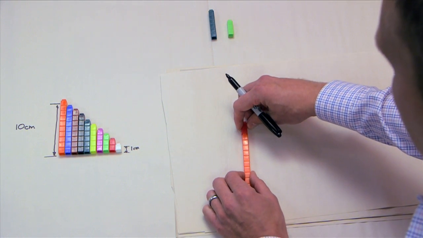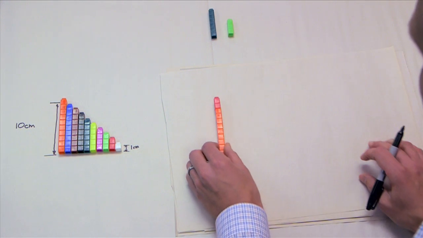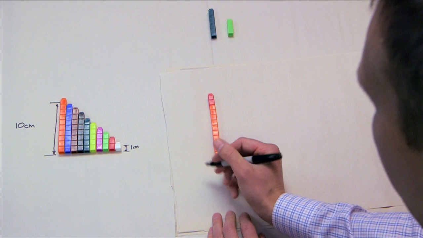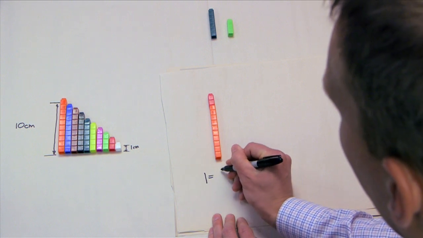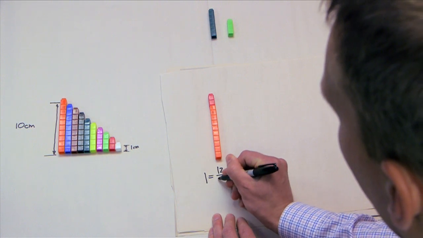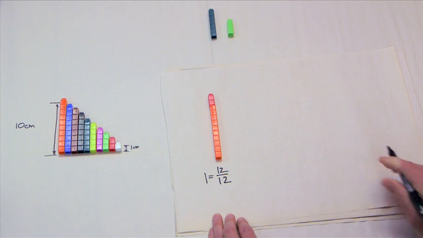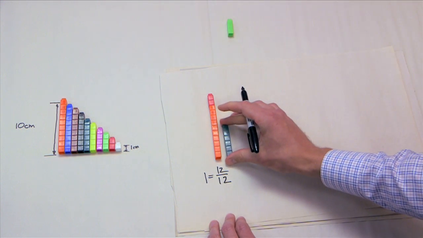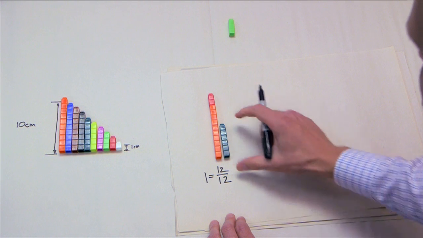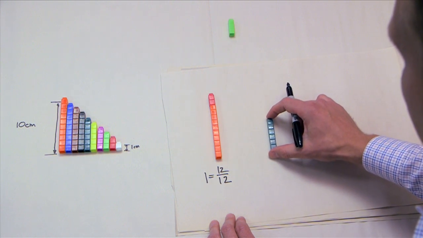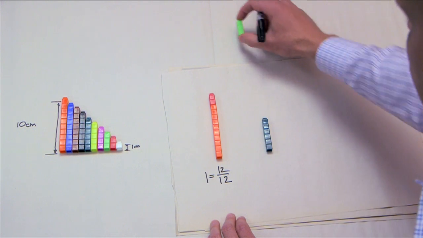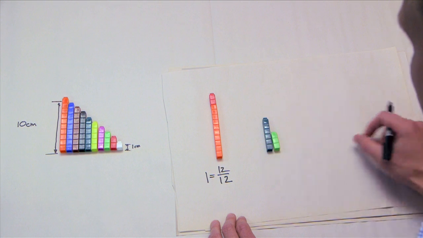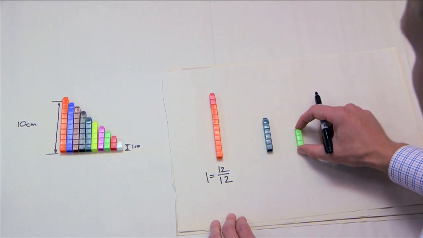A student might attach rods to make a whole that is 12 equal parts. For example, using the orange rod and attaching the red rod would give a whole of 12. One dark green rod is then 1/2. And 1/2 of that half is 1/4 of the original whole.